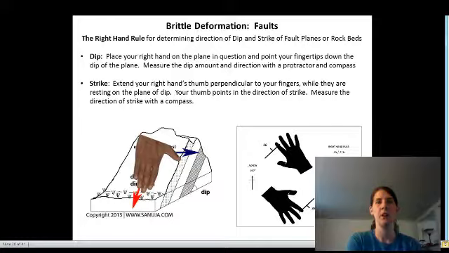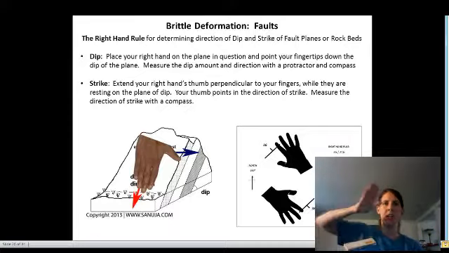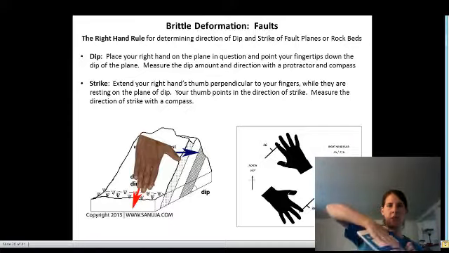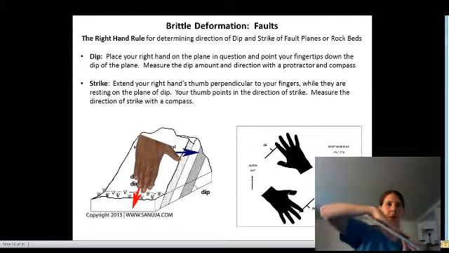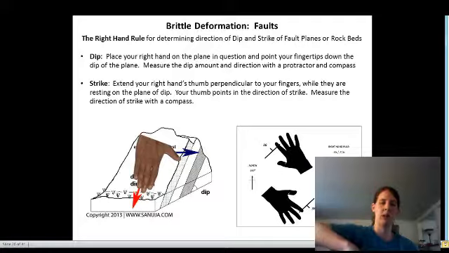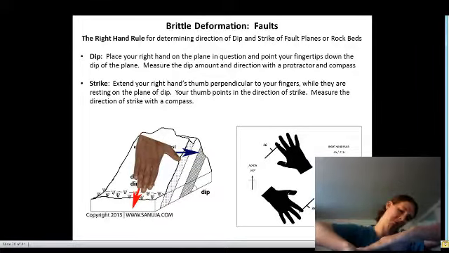Okay, when we talk about faults, and we also use this to determine what side of a fold we're on, we use what's called the right-hand rule to determine the direction of a dip and the strike. So here's my plane in question. You place your right hand on the plane in question, point fingertips down the dip of the plane. Measure the dip amount and direction with a protractor and compass. So I would just put a protractor here to determine my angle. So, I'm 45 degrees from horizontal.